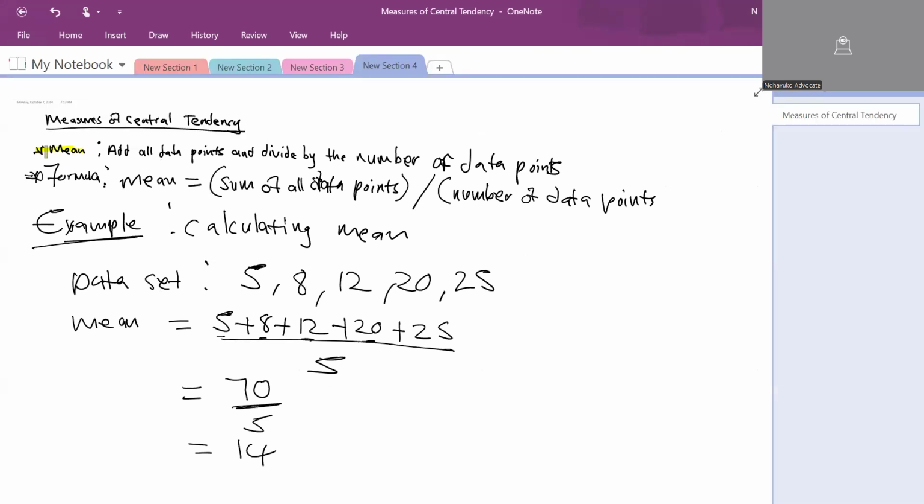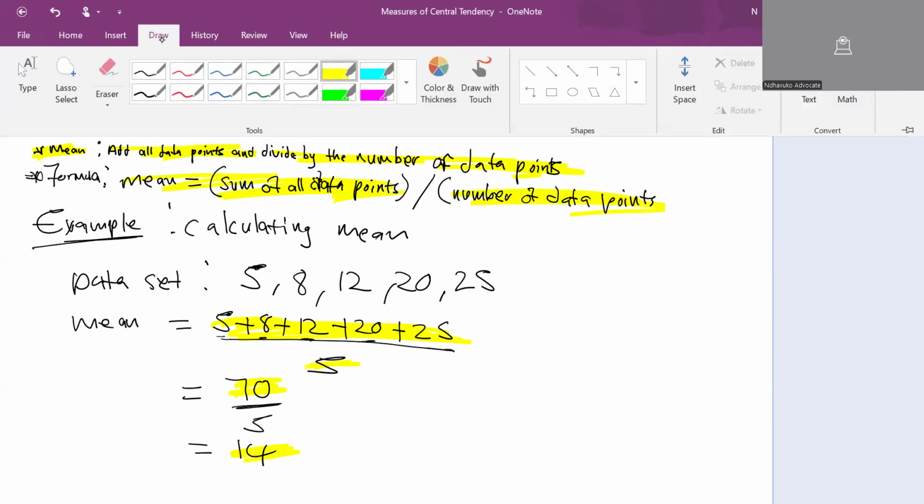When you are checking the mean, you add all data points. Here we're adding 5 plus 8 plus 12 plus 20 plus 25, and divide by the number of data points. What did we do? We divided by 5. The total of all data points, 5 plus 8 plus 12 plus 20 plus 25, is 70. So 70 divided by 5 is equal to 14. That's what we did, because the formula is the sum of all data points divided by the number of data points. I believe you understand that one.